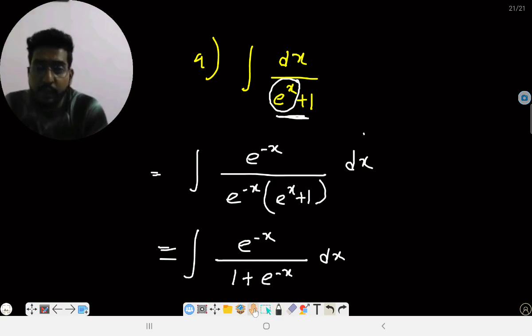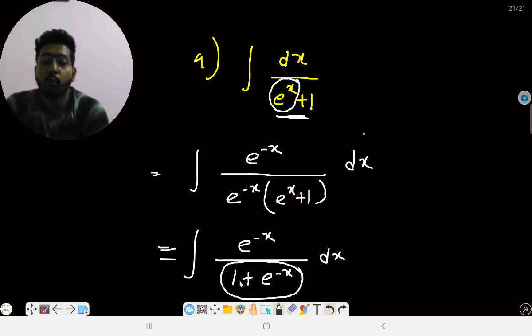Now for integration of this one, if I see properly, look here. Find the derivative of this one. Derivative of 1 is 0, and for e to the power minus x, the derivative is minus e to the power minus x. So there is e to the power minus x, but I need minus e to the power minus x.